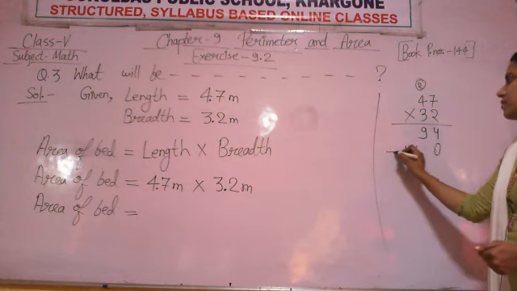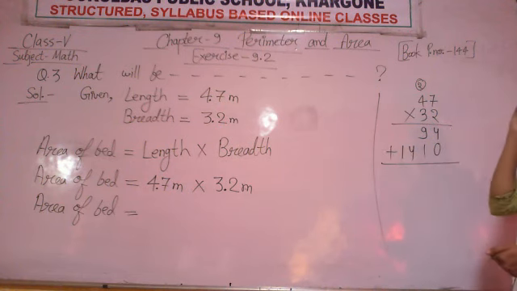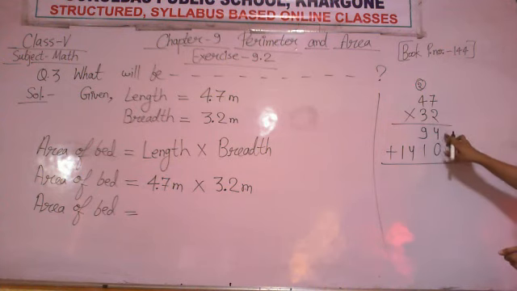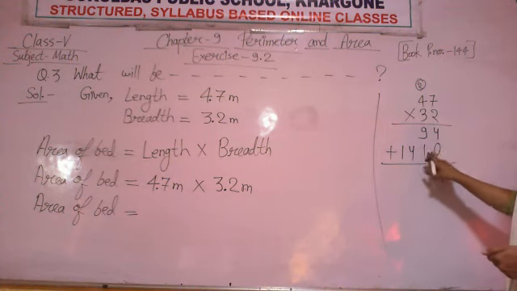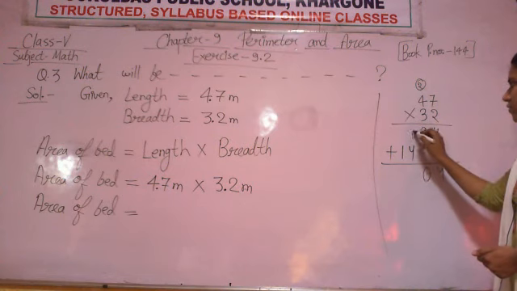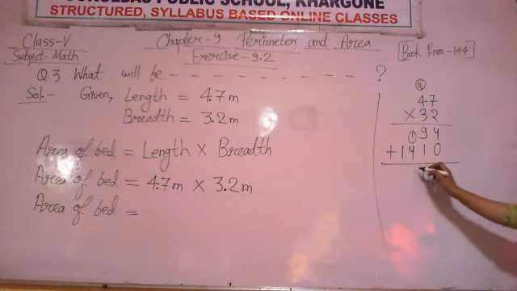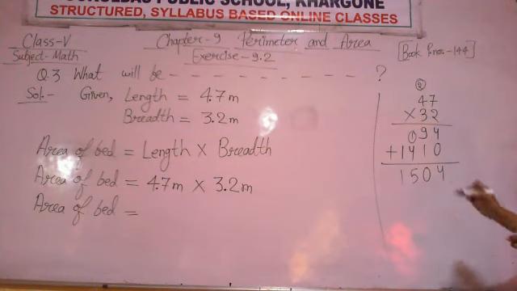Now add both the results. Remember, always start adding from the ones column. So 4 plus 0 is 4. 9 plus 1 is 10. 0 here, 1 carry forward. Now add 1 plus 4, get 5. 1 as it is.